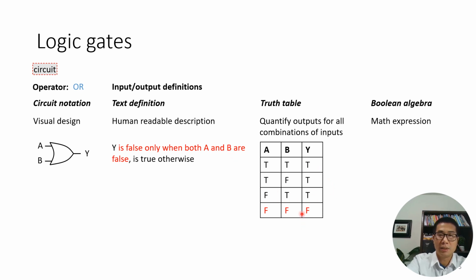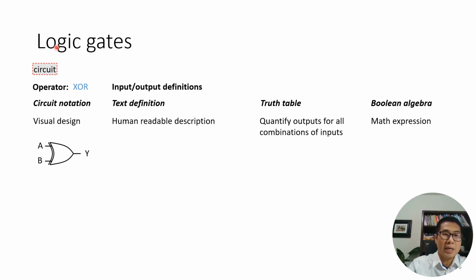The red color is here to make it easier for you to remember. And this one is written in Boolean algebra as Y equals A plus B. So this one is written as A plus B in Boolean algebra.